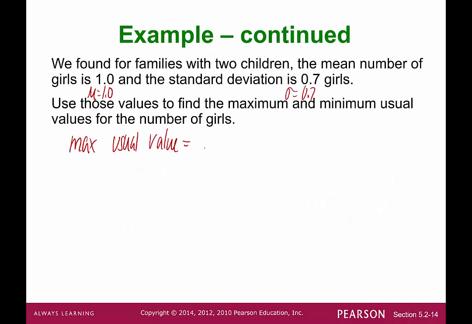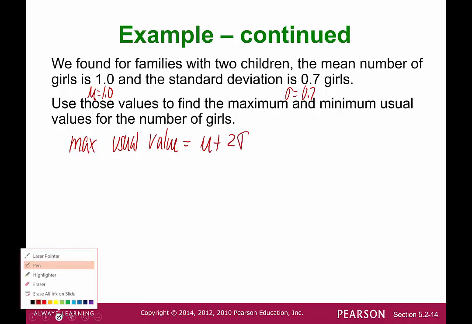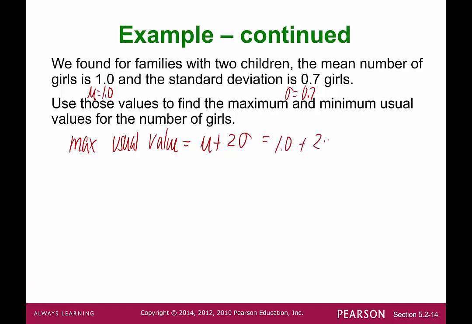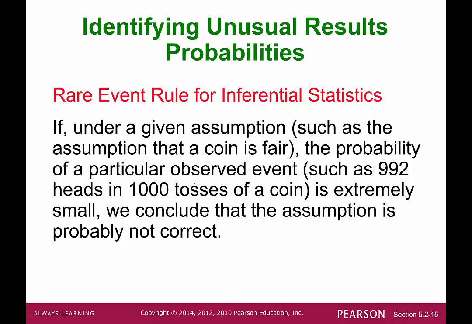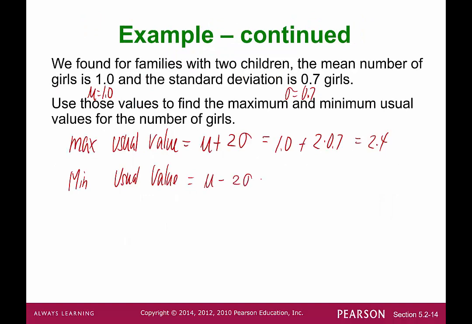So the maximum usual value will be, let me just add a formula first, mu plus 2 standard deviations. So that will be 1.0 plus 2 times 0.7. So that's 2.4. Okay, and then the minimum usual value. So mu minus 2 standard deviations. So it's 1.0 minus 2 times 0.7. That turned out to be negative 0.4.